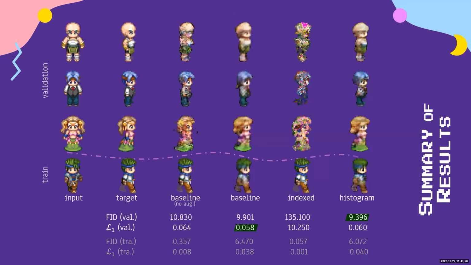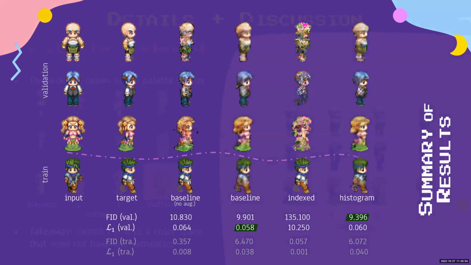So this is the summary of results. We can see the input images, the target, the baseline without augmentation from our previous work, the baseline with augmentation, the palette indexed approach, and the histogram loss. Let's first look at the training examples. The baseline and the histogram are a little bit blurry. But the palette indexed for the validation, you see how creepy it was.